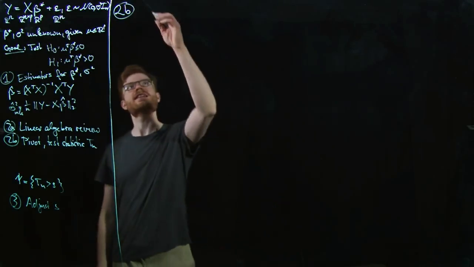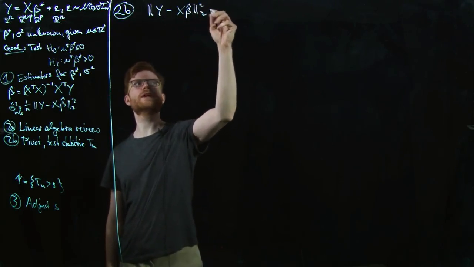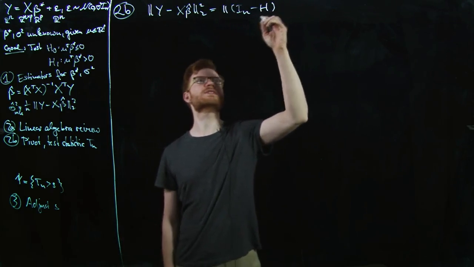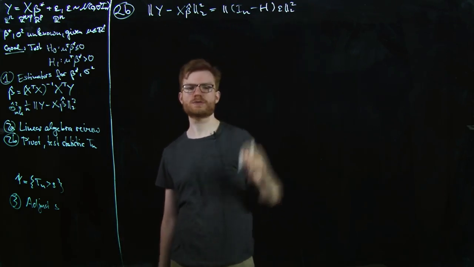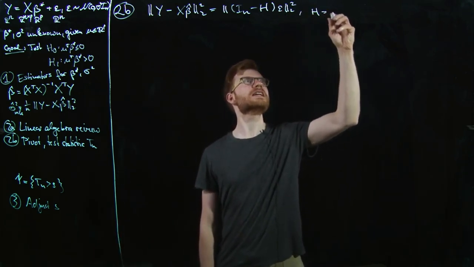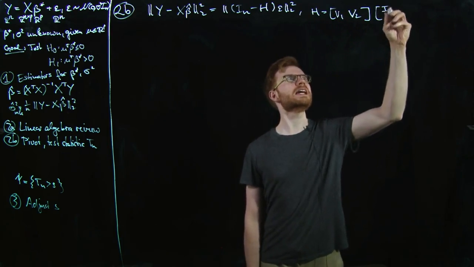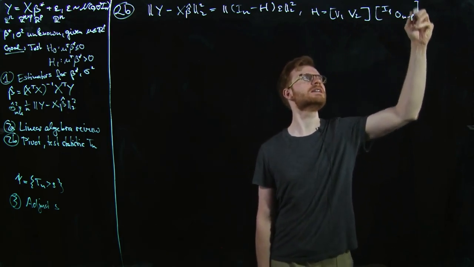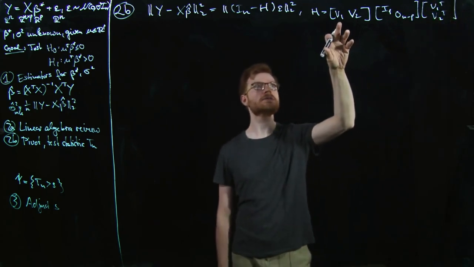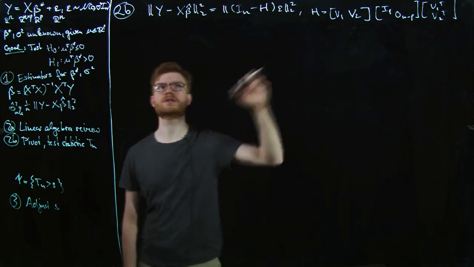So remember, we've just seen that we can express the norm squared of y minus x beta hat as the norm squared of (identity in n dimensions minus H) epsilon, for a specific matrix H. And then we said that we can write H as [v1, v2] times [identity p, 0; 0, 0] times [v1 transpose; v2 transpose], where the columns of v1 are orthogonal, and so are the columns of v2. So in other words, this whole matrix V is an orthogonal matrix.